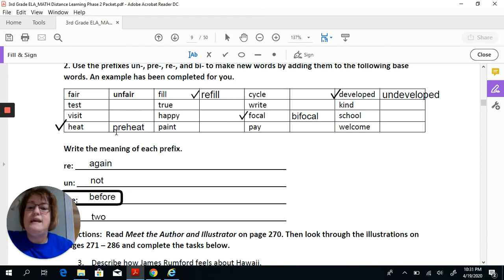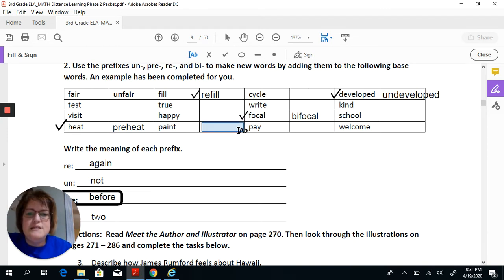Preheat. If you preheat the oven before you bake cookies or a pizza, that means you heat the oven before you put the cookies or your pizza in. So pre means before. That's something I think you're probably familiar with, or have heard your mom or dad say whenever they're cooking in the kitchen, that sometimes you have to do that.